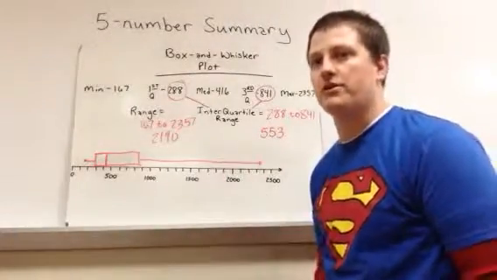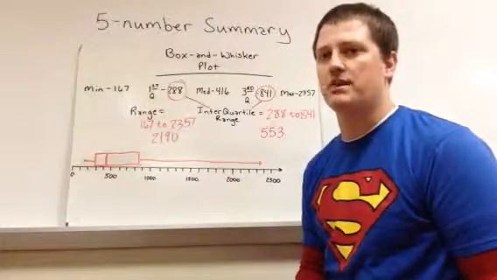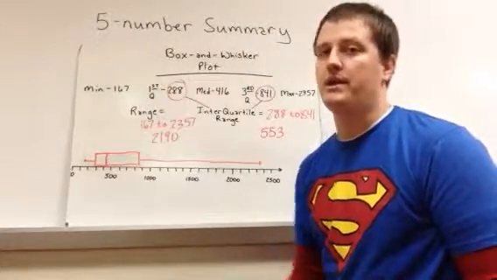So now we've gone over the 5-number summary and the box and whisker plot. If there's any part of this that you didn't understand, please pause the video, go back, rewind, watch again. Come with any questions to class.